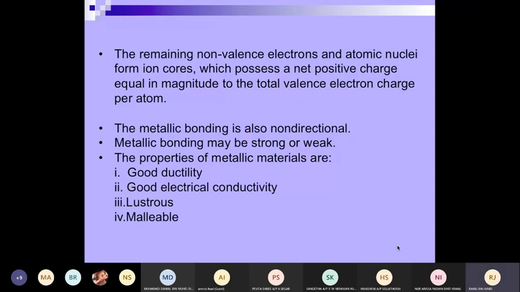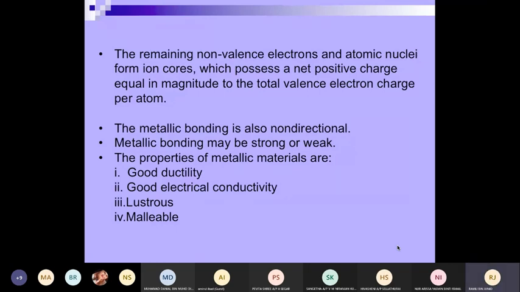The remaining non-valence electrons and atomic nuclei form the ion core, which possesses a net positive charge equal in magnitude to the valence electron charge per atom. Metallic bonding is also non-directional. Metallic bonding may be strong or weak.